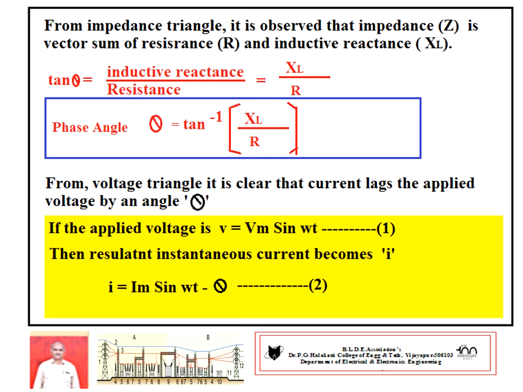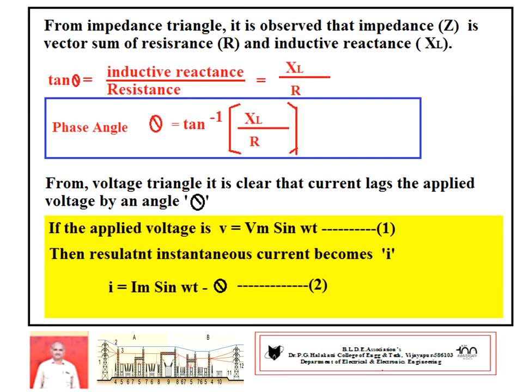From the impedance triangle, it is also observed that Z is the impedance. It is the vector sum of resistance and inductive reactance. Similarly, the impedance triangle is drawn with reference to the voltage triangle. The resistive drop, the main component, is resistance, so again it should be drawn on the x-axis. Inductive reactance is 90 degrees leading, so it is drawn on the positive y-axis. Hence, the vector sum of these two will give impedance.